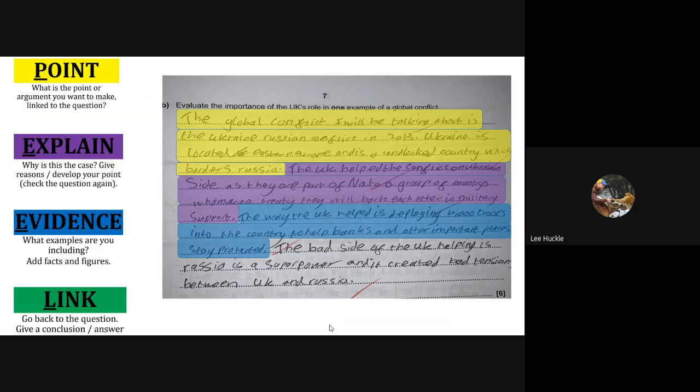and people staying protected. What they've then done, because the question is asking to evaluate, which means you're giving the good and the bad side of it, they've said the bad side of the UK helping is Russia is a superpower, and it created bad tension between the UK and Russia. So that is where they've linked the paragraph back to the question, because they've given an opposing side. They've given a bad side of the UK's involvement in this particular example. So again, a clear point, a brief explanation, clear evidence and example where they've included what the UK is actually doing, and then bringing it back to the question with the evaluation.